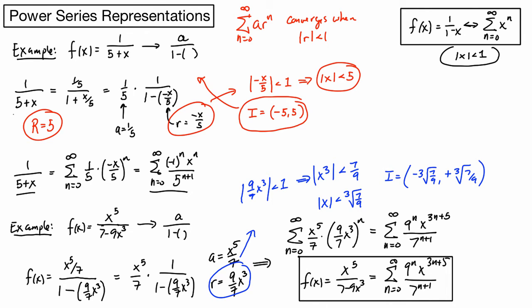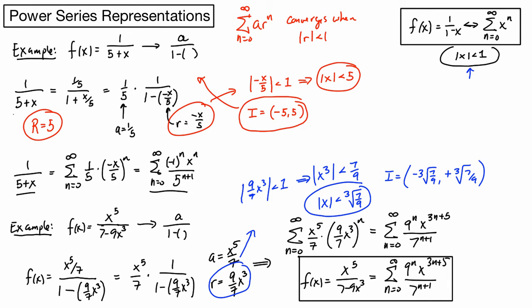So the idea here is I have to update my radius of convergence and interval of convergence when I do this process. It's not going to stay this absolute value of x less than 1. It's going to change based on whatever the common ratio is that we used in this process.